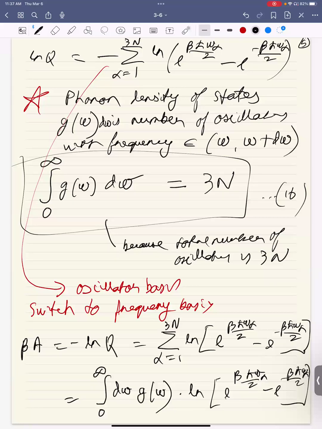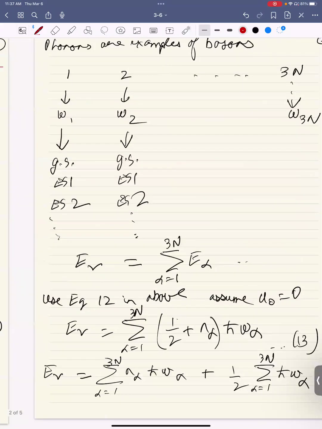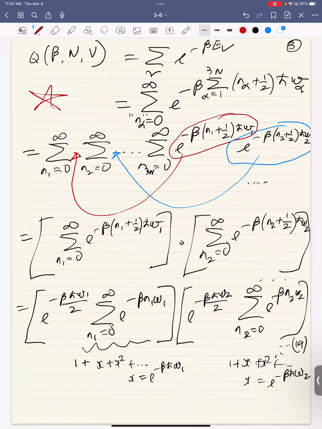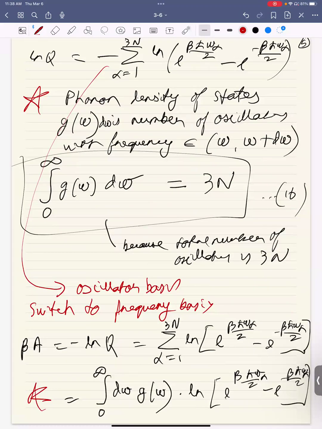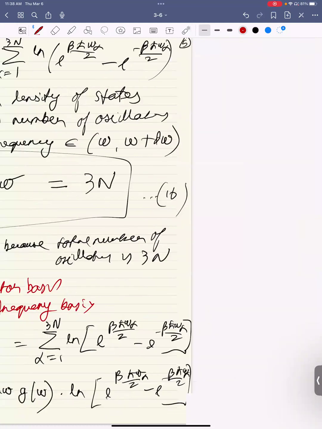Okay, but this is also a subtle point, the switch. So there were a few subtle points today. The first one was thinking about occupation numbers and how they behave. The second one was this notion of phonon density of states. And the third one was switching from oscillator basis to frequency basis. Any questions about this? Okay.